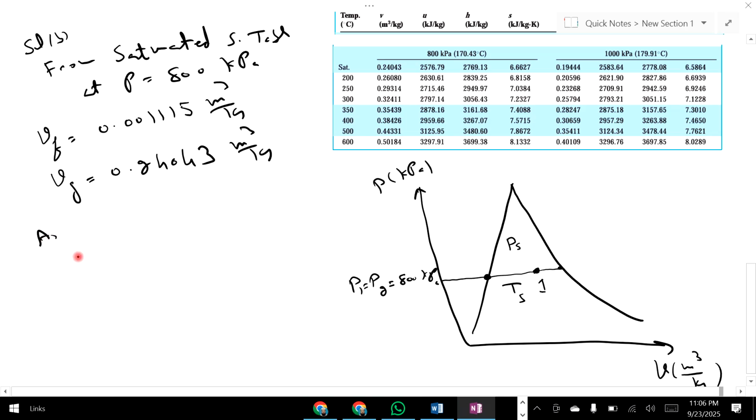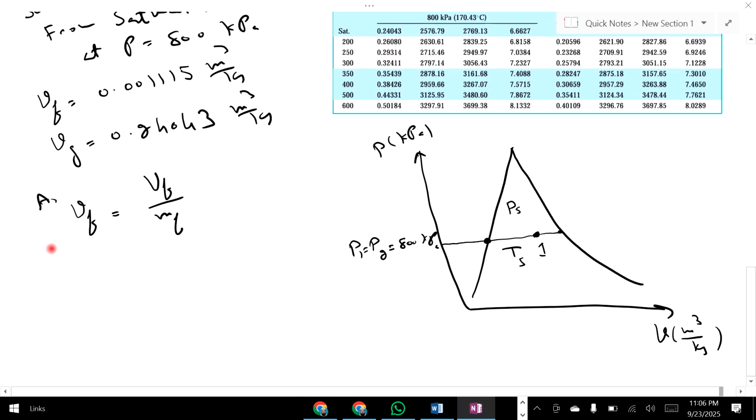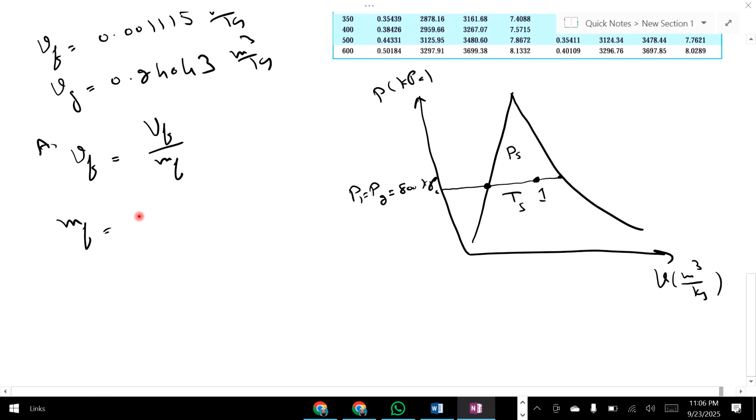As we know, the specific volume of liquid is equal to the total volume of liquid divided by the mass of liquid. It means specific volume is equal to total volume divided by mass. We have to find mf, so rearrange this equation: mf is equal to total volume of liquid divided by specific volume. The total volume is given as 0.1 cubic meter, and the specific volume of liquid is 0.001115 meter cube per kg. Meter cube will cancel with meter cube, and kg will be in the numerator due to the double division.